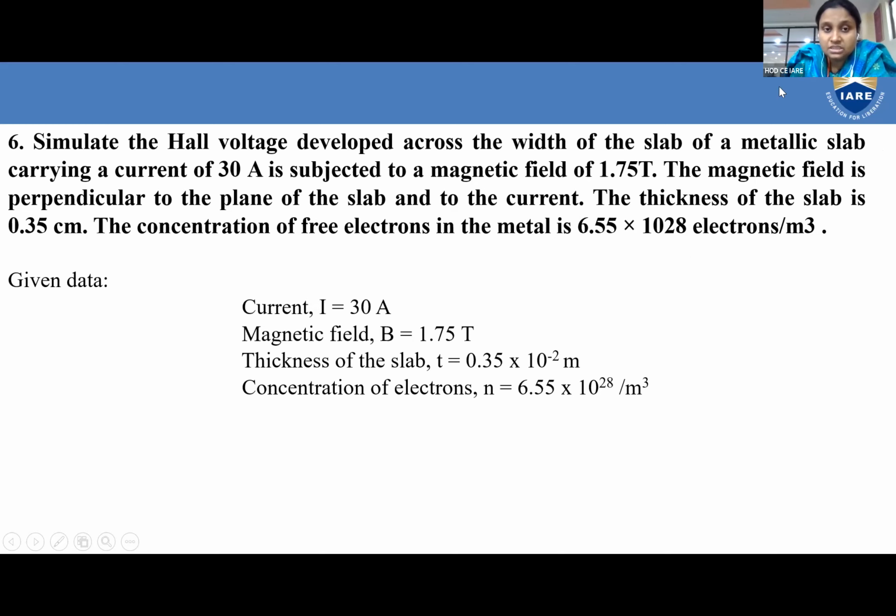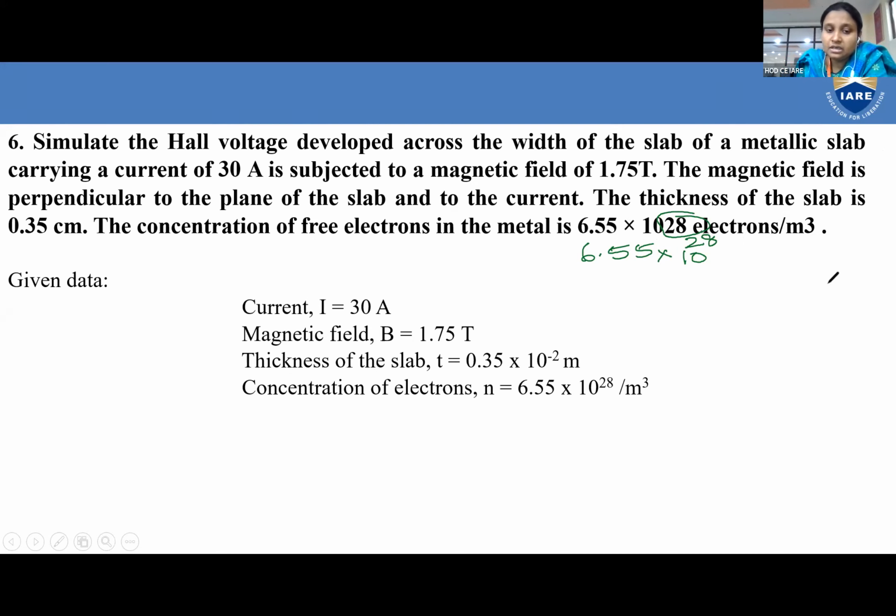And here, students, we were given the value of concentration of free electrons in the metal. Here one mistake is done. If you just look at this concentration, this value is 6.55 into 10 to the power of 28. This power came down, so you change it as 10 to the power of 28; this 28 should go up. So this carrier concentration is 6.55 into 10 power of 28 electrons per meter cube.